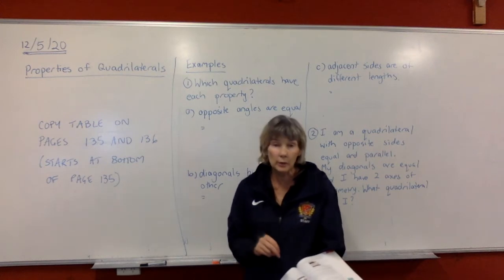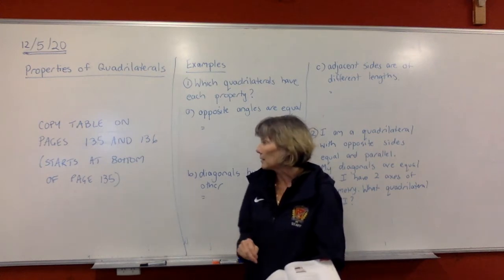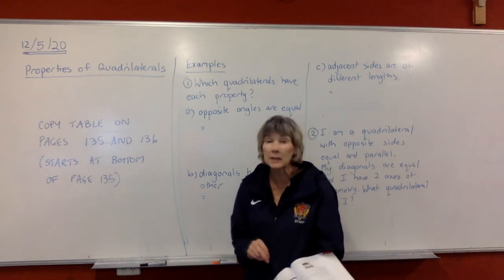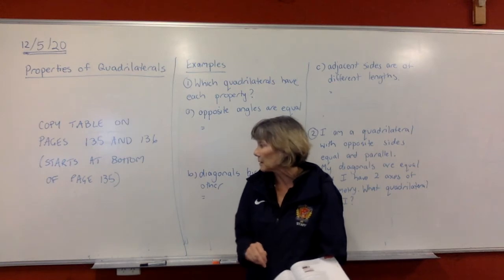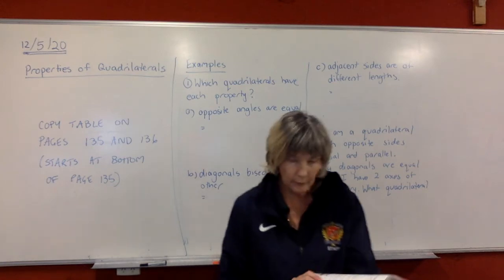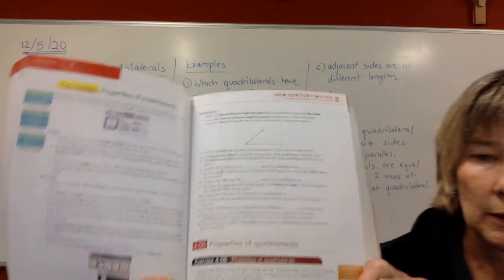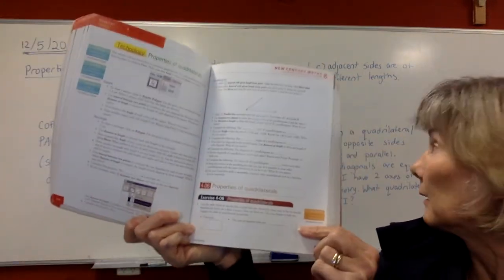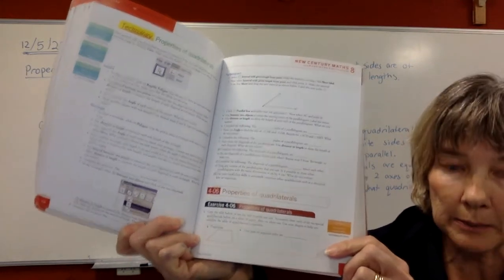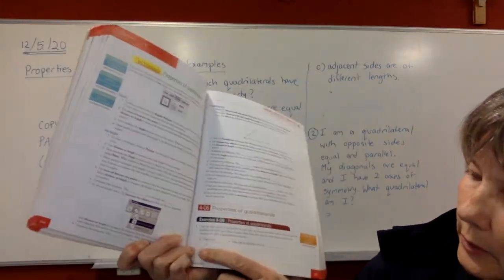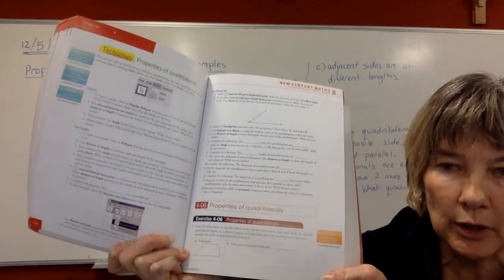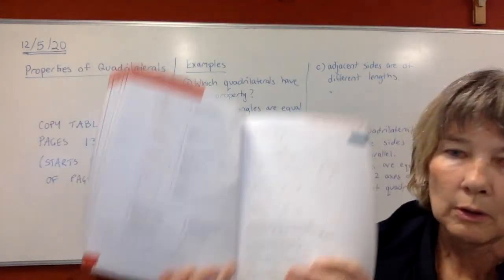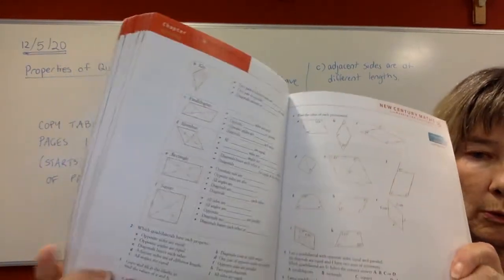So the first thing you're going to do is to copy the table on pages 135 and 136 in your textbook. It starts at the bottom of page 135. I'll just show you. Okay, so you're going to start your table down here. You've already got your heading down, properties of quadrilaterals. So this line down here is the first line of your table. Then if you turn the page, you will see the rest of the table.